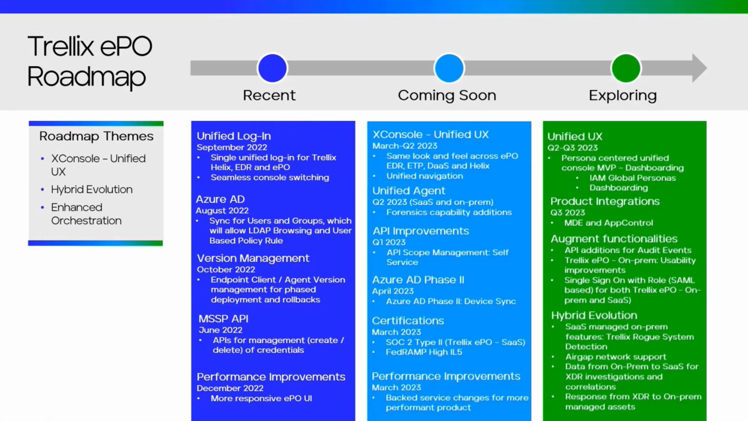So we have dashboarding within Helix, we have dashboarding within EPO. We intend to bring them to a common plane. So you have one single unified dashboard where all the product experiences are brought together, and you are able to see the data in a single place itself across product lines.